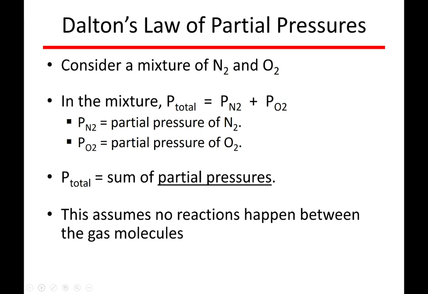And importantly, Dalton's law of partial pressures makes some key assumptions, one of them being that there are no interactions or reactions between the gas molecules. And so what that means is that the N2 and the O2 are not affecting one another in any way. The pressure of the nitrogen and all of the nitrogen molecules are not affecting the pressure of the oxygen or any of those molecules. Everything is independent. There are no interactions or reactions. And that's how you're able to simply take the sum of partial pressures to get the total.